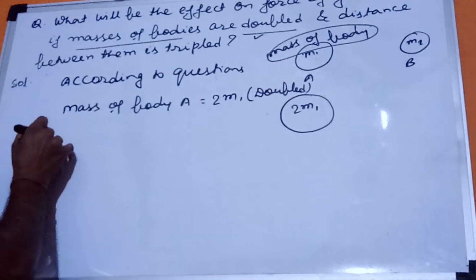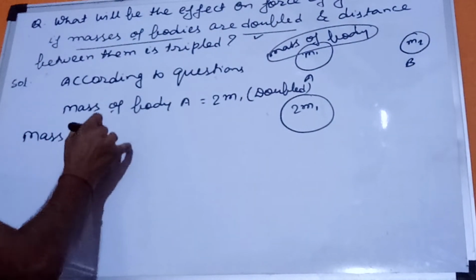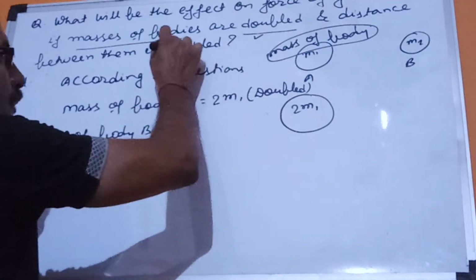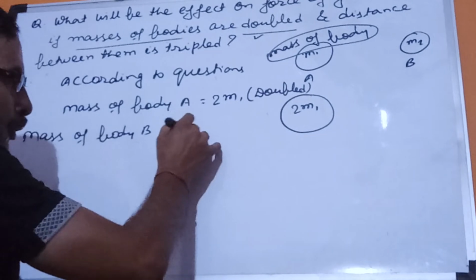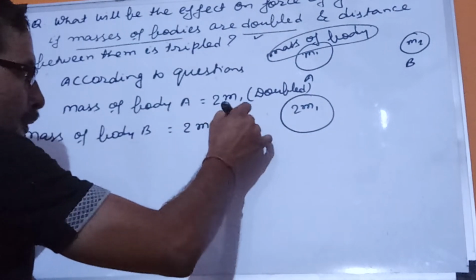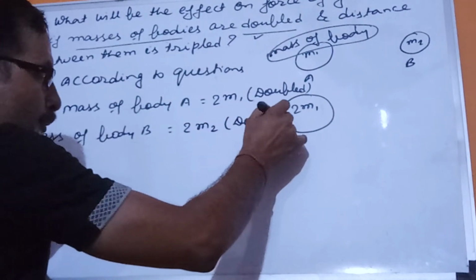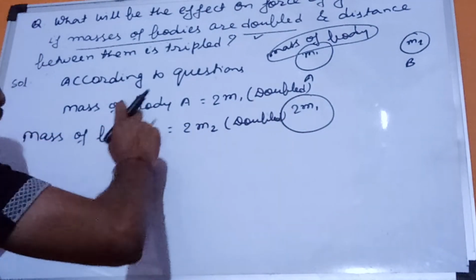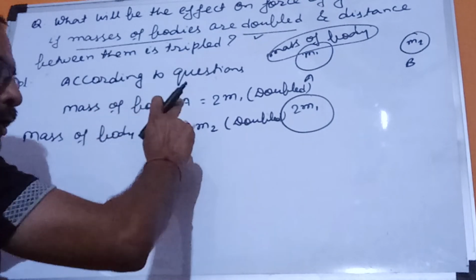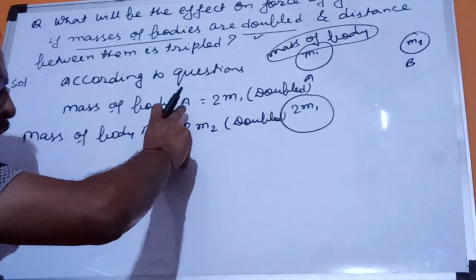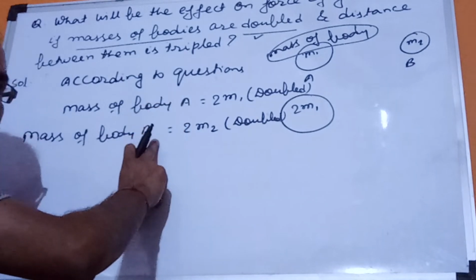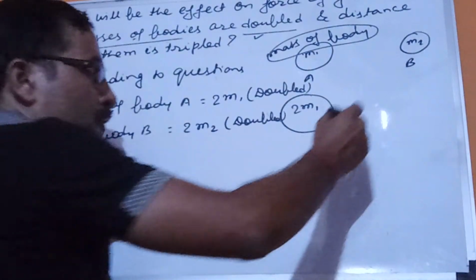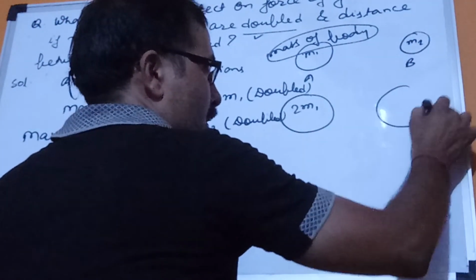Now the mass of body B. Then what will happen? If the masses of bodies are doubled, you have to keep 2m2. But suppose the mass of only one body is given, you don't have to change the mass of body B, or you don't have to change the mass of body A. Means either you have to change the mass of body A or B, but don't have to change both of them.